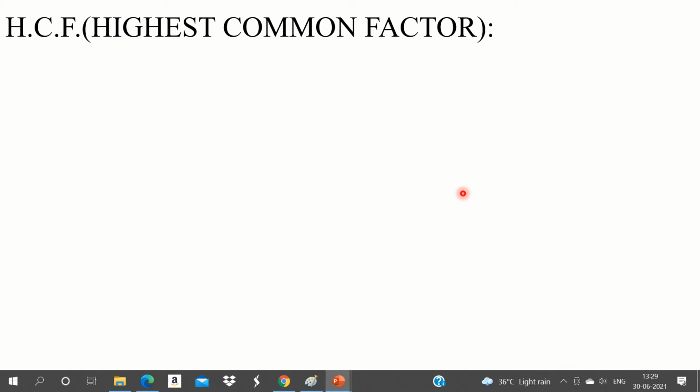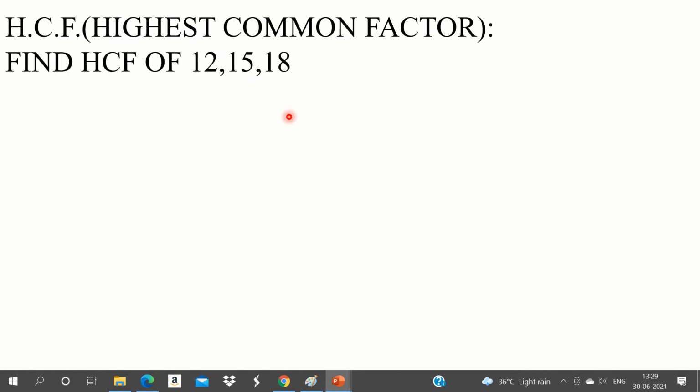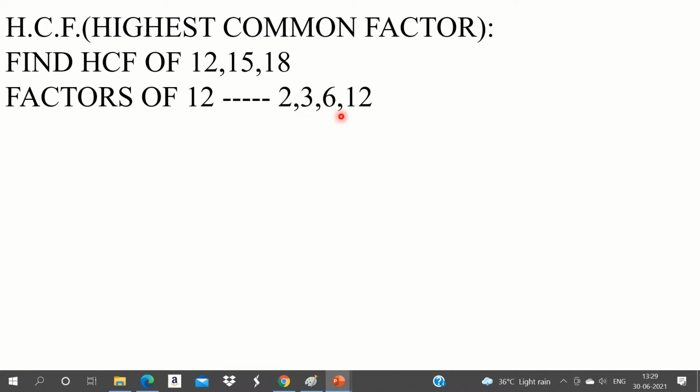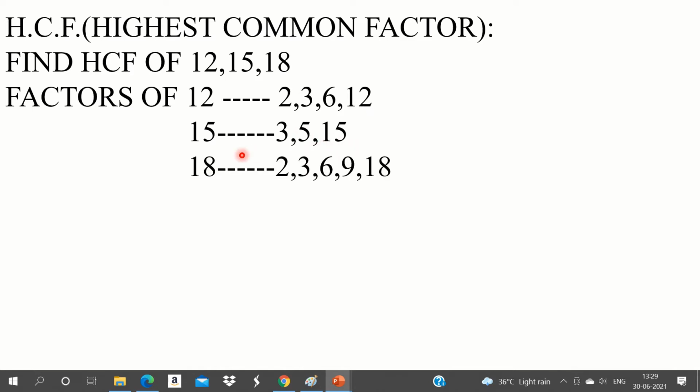Highest common factor. Highest common factor means, suppose 12, 15, 18 are there, and we have to find the highest common factor. You have to understand this simple common factor. If you take the factors of 12, 2, 3, 6, 12 are the factors of 12. 15: 3, 5, 15. 18: 2, 3, 6, 9, 18. So here the common factor is 3, common in all three. 3 is a factor of 12, 3 is a factor of 15, 3 is a factor of 18 also.